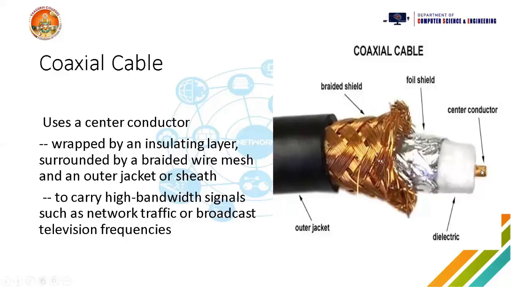Here the center conductor carries the data in the form of electromagnetic waves. The data travels from one point to another in this cable as electromagnetic waves. Having so many layers, the silver foil and the braided shield make it very costly, and we find these cables used in Tata Sky and dish TVs.